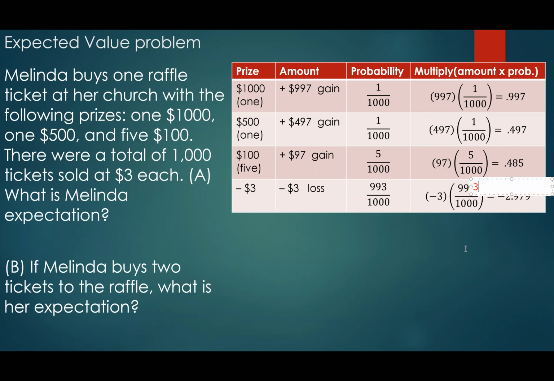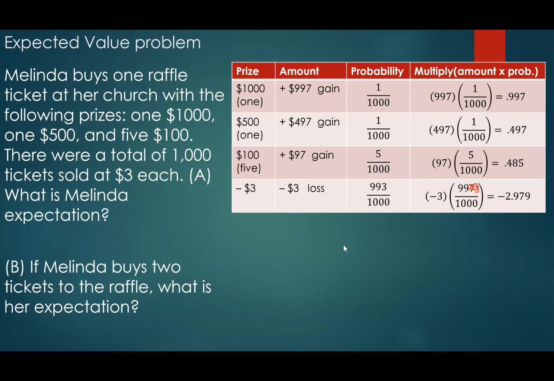Okay. So again, if you take what is -3? -3 multiplied by 993 divided by 1,000. So the number is correct. The answer is correct, -2.979. It's just that the number up here that I have is incorrect. So I did the correct answer, but I did not put in the right number here. Then it's 993, not 997.